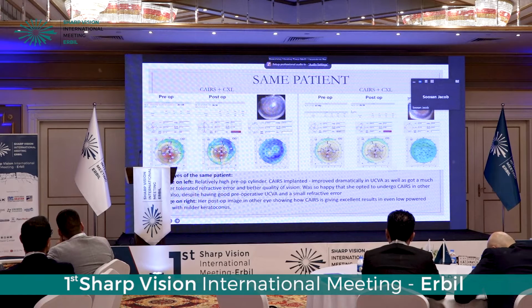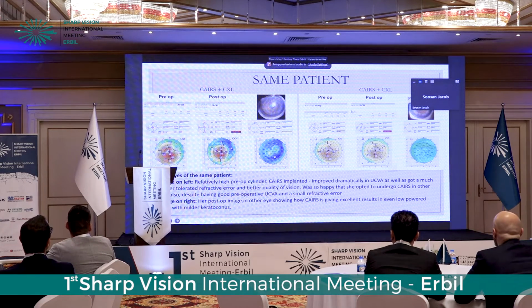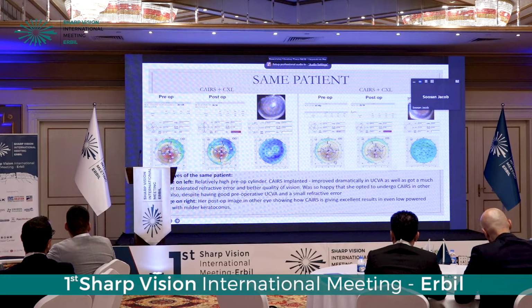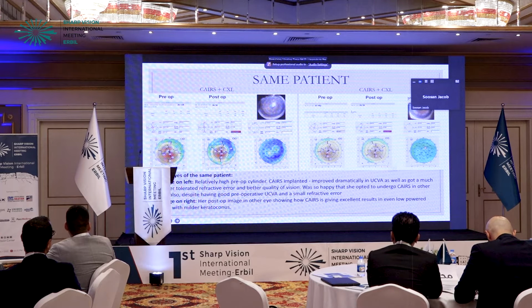If you look at this map, this is the pre-op, this is the post-op, and this is the difference map, and you can see that in the pre-operative steep axis we have got a flattening, and also the beauty is you get a compensatory steepening in the opposite axis, and so that gives you an overall regularized cornea. On the other hand, this patient was so happy, she went for CARES in the other eye also, and here you can see the thin segments have given us the very minimal effect that we wanted, and she came to 6/9 in both the eyes.